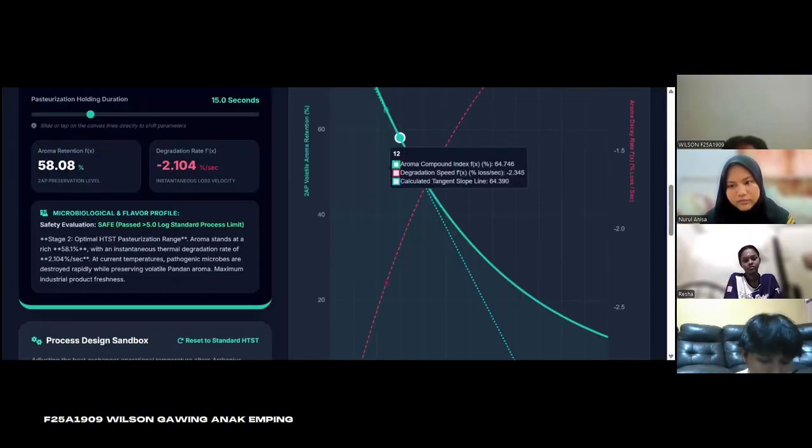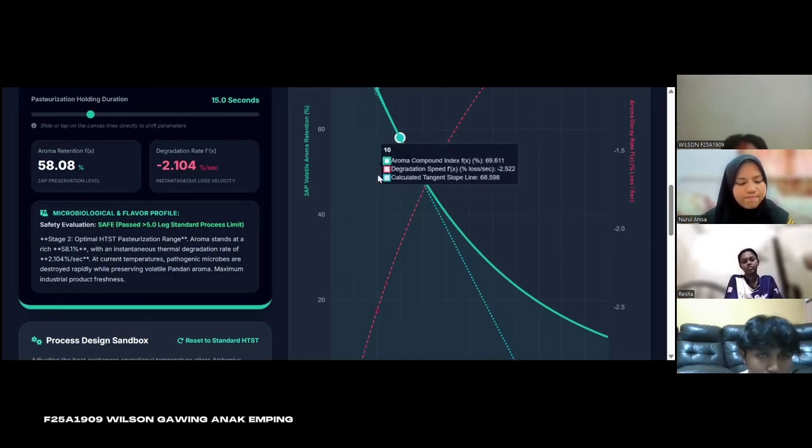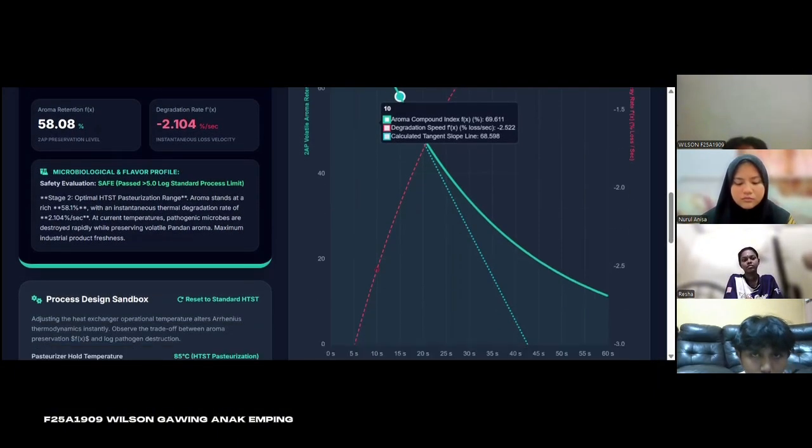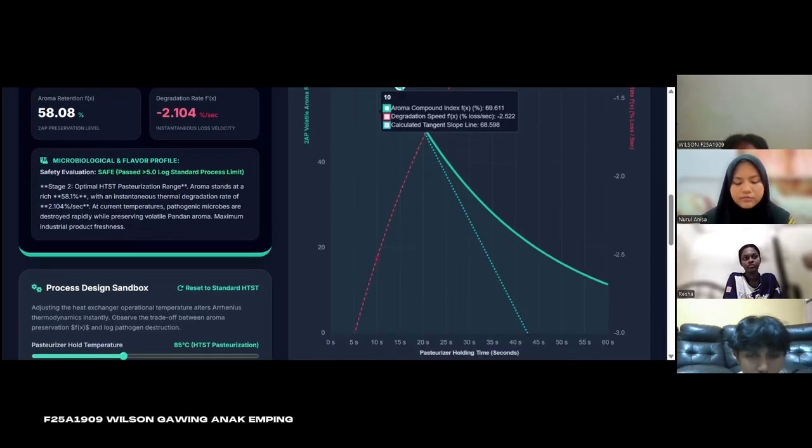Now I would like to explain the meaning of each point. Point number one, thermal destruction calculus. Our system uses an exponential decay model f(x) to predict the remaining aroma. The first derivative is the instantaneous velocity. A high negative value here indicates that aroma is being destroyed rapidly at that specific second.